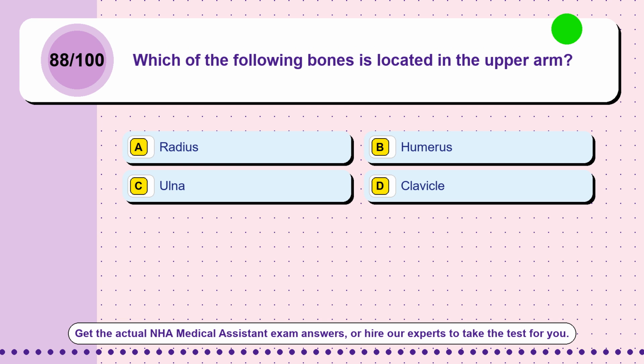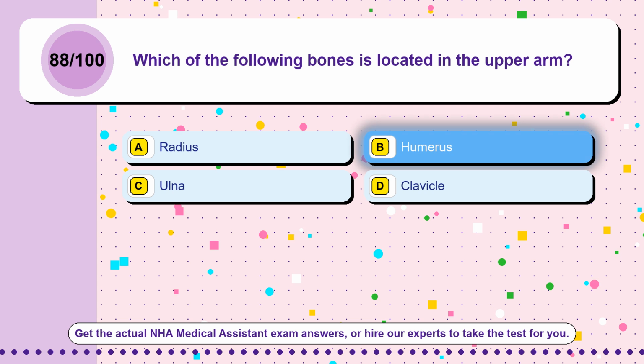Question 88. Which of the following organ systems is responsible for filtering waste products from the blood and maintaining fluid balance? Option A, digestive system. Option B, endocrine system. Option C, urinary system. Option D, lymphatic system. The correct answer is option B.